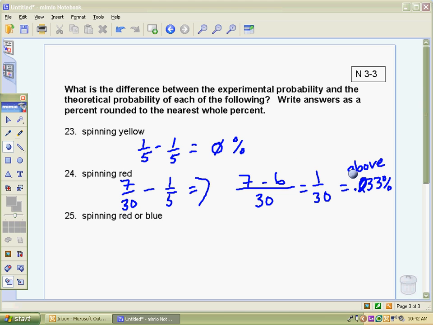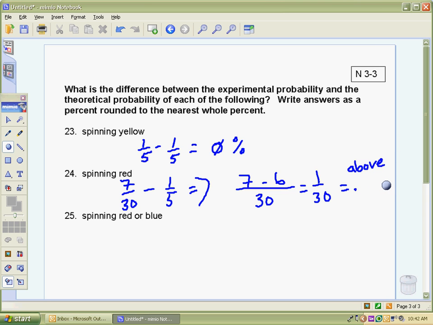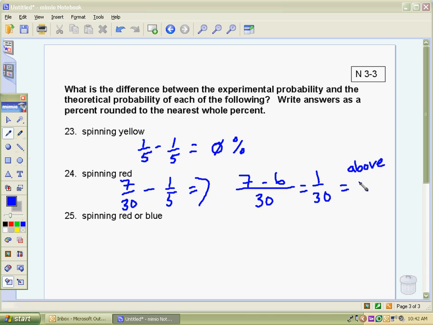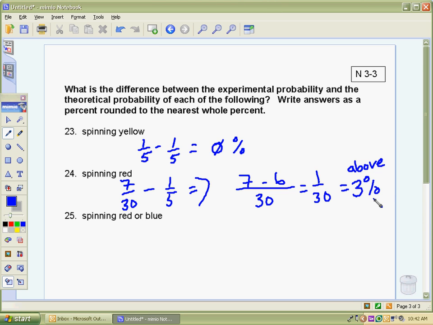Let me make a quick correction real quick. It was 0.033, but when I make the percent, it's going to be 3% rounded to the nearest whole, because it would be 3.3%. So since I'm rounding it to the nearest whole percent, it'd be 3% above. Sorry about that. I wrote down the decimal equivalent. So 3% above. Number 25, spinning a red or a blue.